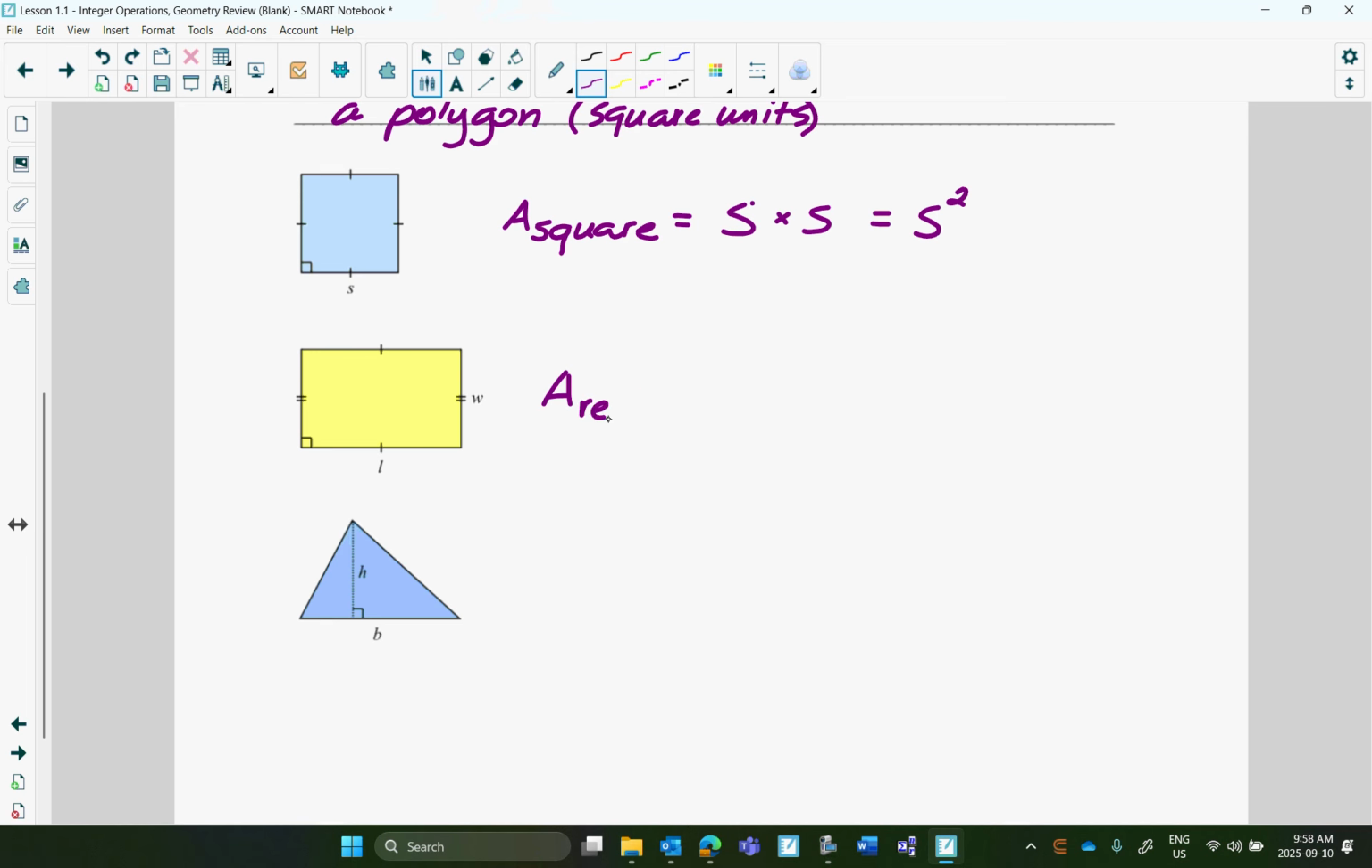This one you're probably the most familiar with. Area of a rectangle, length times width. So L times W, but we don't have to write the times symbol. We can just put LW. Oftentimes the other names we give are based on height.